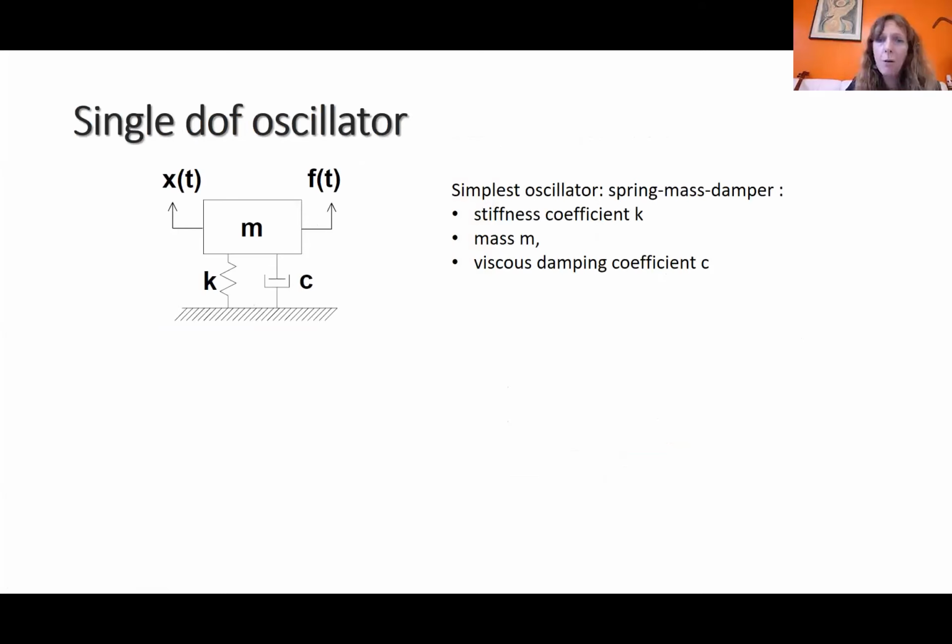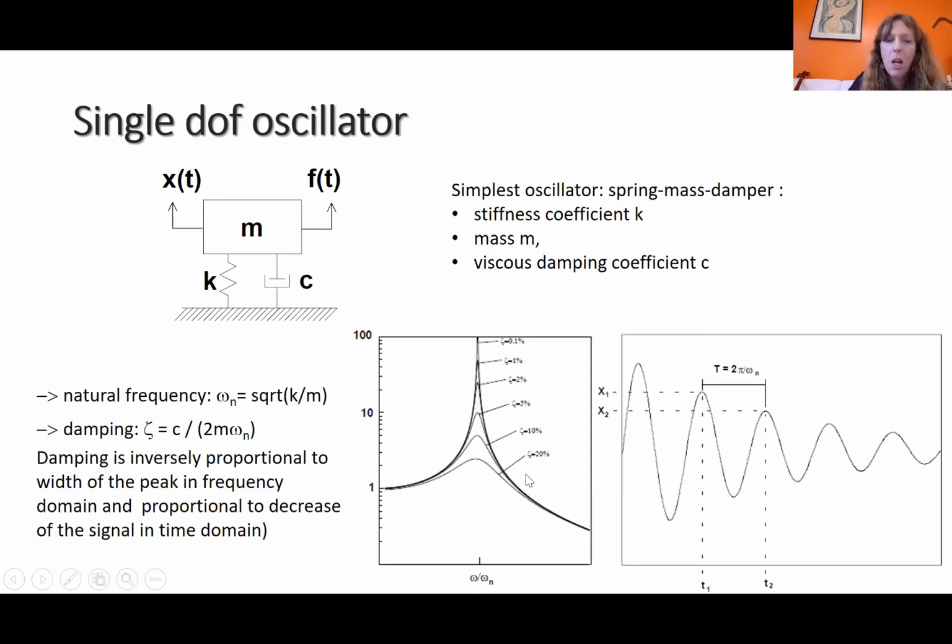Now, what is a single degree of freedom oscillator? It's the simplest oscillator: a spring, a mass, and a damper. It has a stiffness coefficient, K, a mass, M, and the viscous damping coefficient, C. And this is one resonance. The frequency is omega, or 2 pi f, equals the square root of K over M. The damping depends on C and frequency, and it's inversely proportional to the width of the peak in the frequency domain and proportional to the decrease of the signal in the time domain.